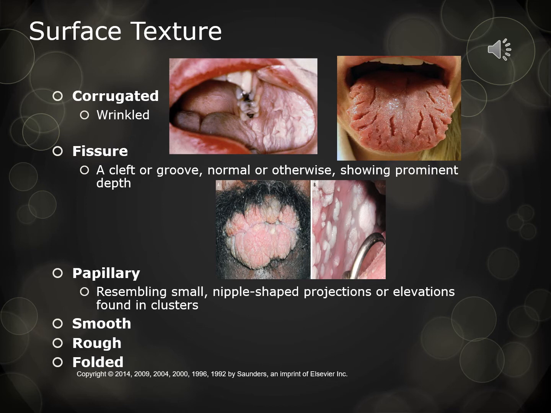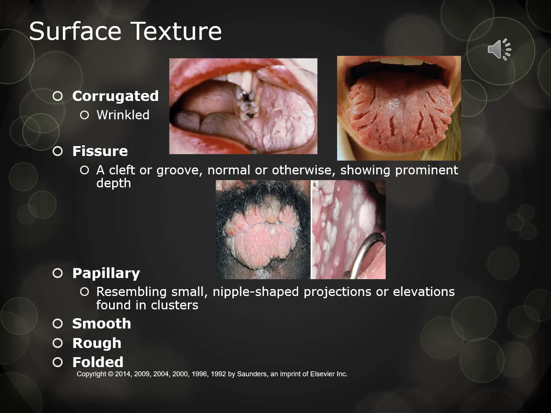On the upper right, we see a tongue that has very deep, prominent grooves. This is called a fissured tongue. On the lower left, we're looking at a picture, kind of looks like baby Bigfoot, but actually it's a papillary. It has small nipple-shaped projections or elevations found in clusters.